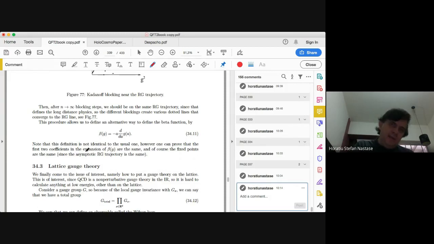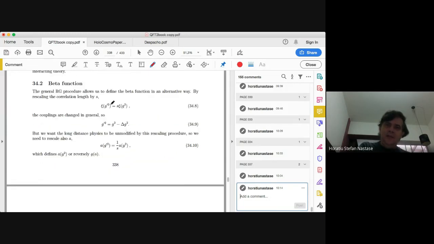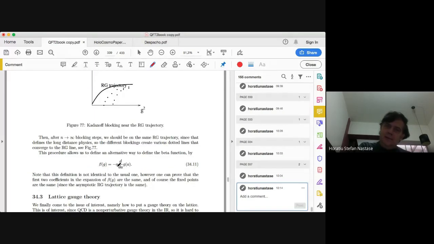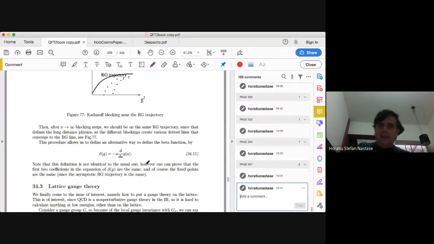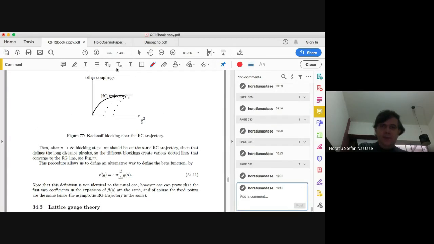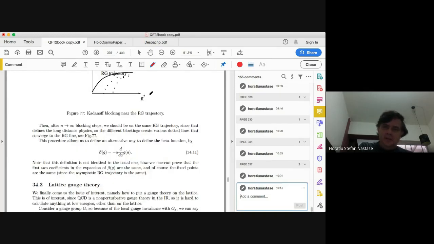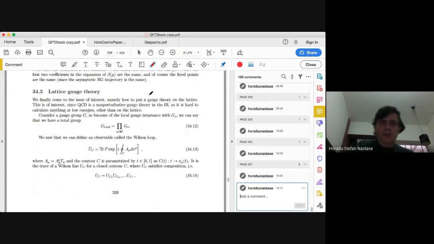But this definition is really not the original one, because the way we define things now is with respect to this rescaling and blocking and so on. So that's a different definition than the usual one. However, we can prove that the first two coefficients in the expansion of beta of g are the same. And of course, the fixed points are also the same, since the asymptotic RG trajectory goes to the fixed point. Okay, so these were the preliminaries.